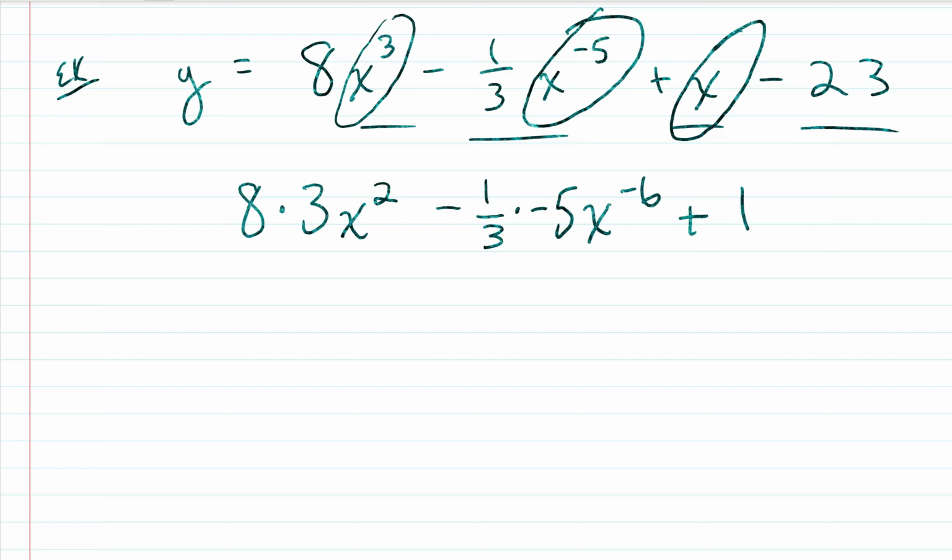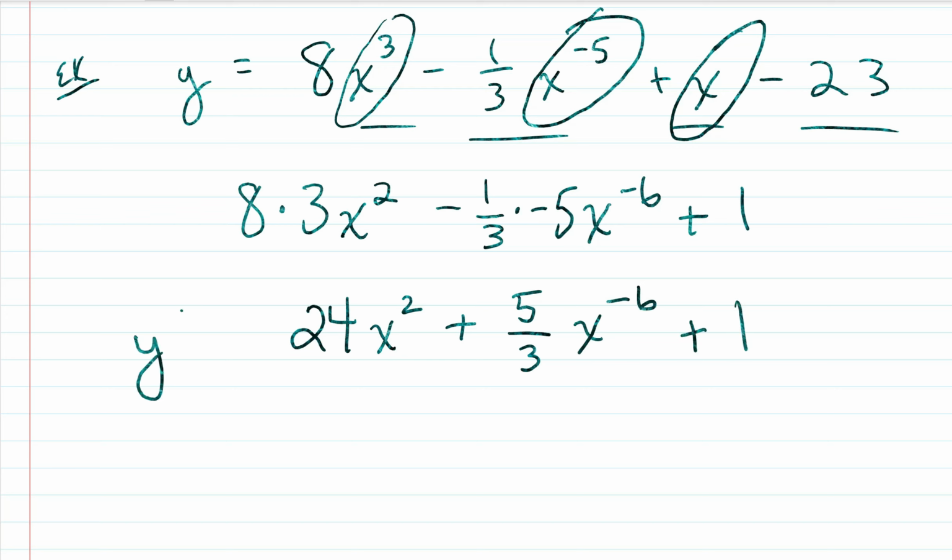So now we go ahead and multiply. We get 24x to the second, and then 1/3 times negative 5, so that makes a positive. Negative times negative. 1/3 times 5 is positive 5/3. x to the negative 6 plus 1. So I'm going to just say y prime to tell people that is the derivative.